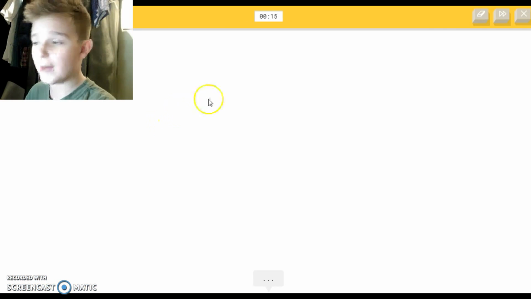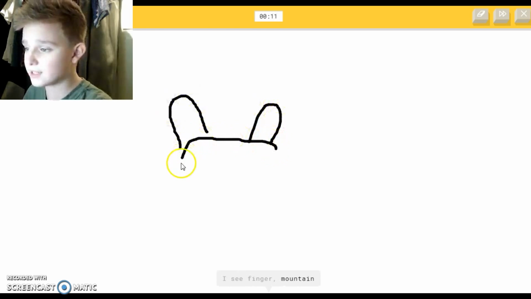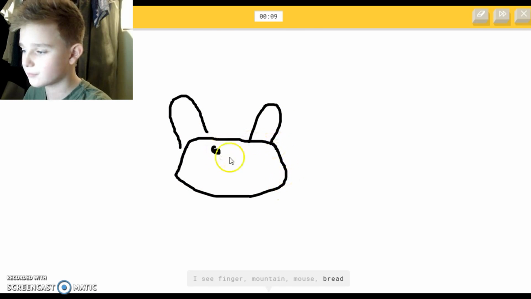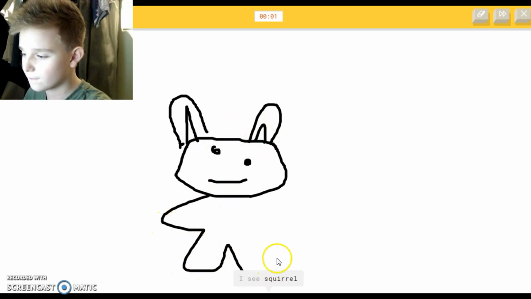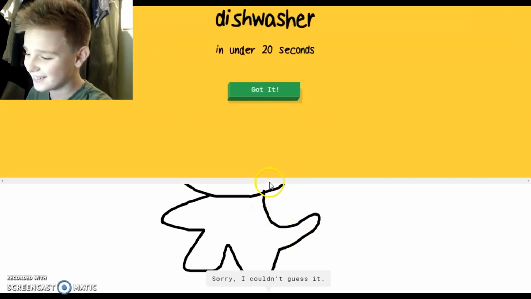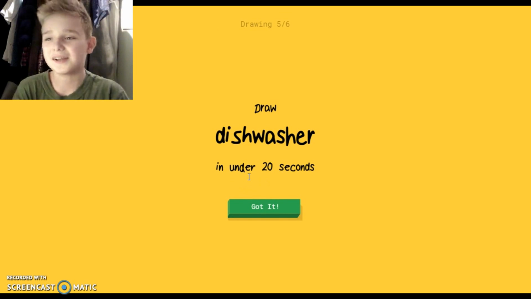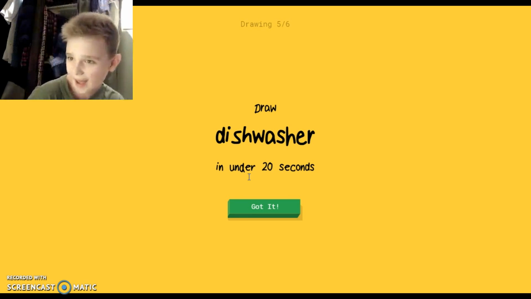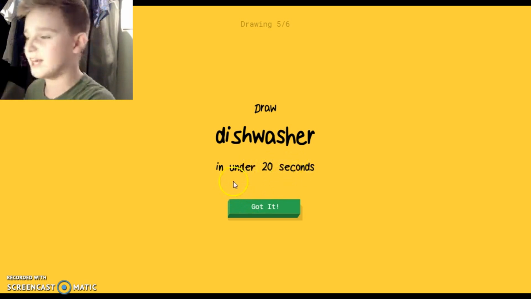Huh? This is a bear, and as you saw before, I drew a bear by accident. Or mountain, or mouse, or bread. I see swan, or raccoon, or panda, or frog, or rabbit. I see cat. I see squirrel. Sorry, I couldn't guess it. When I drew that monkey, it was like, I see bear. I drew the exact same thing, you didn't do anything.